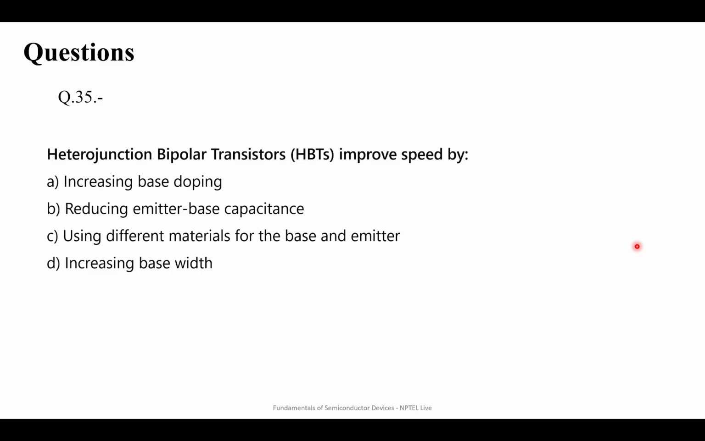Next question: heterojunction bipolar transistors (HBTs) improve speed by increasing base doping, reducing emitter base capacitance, using different materials for the base and emitter, increasing base widths.